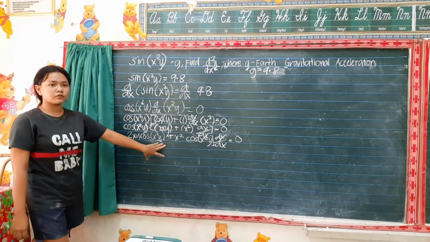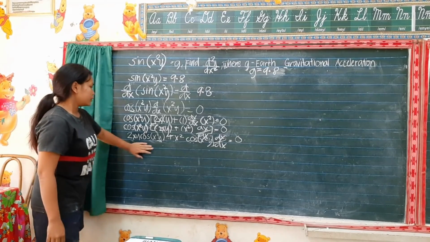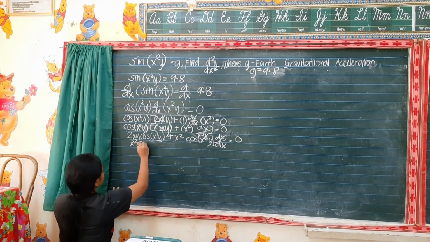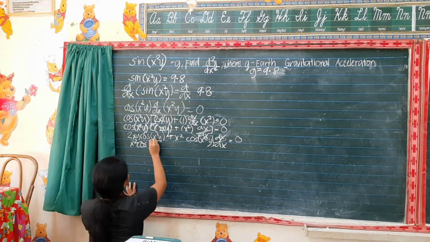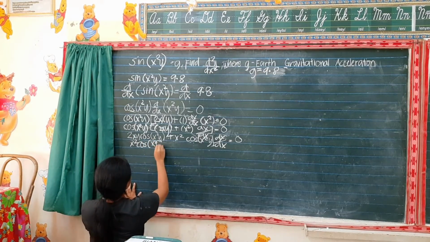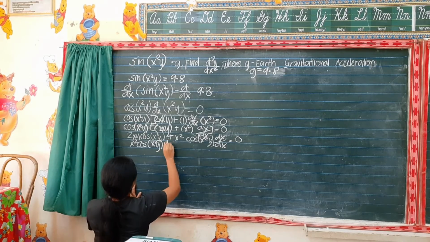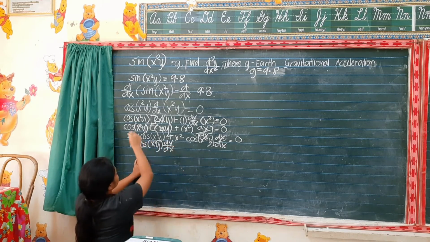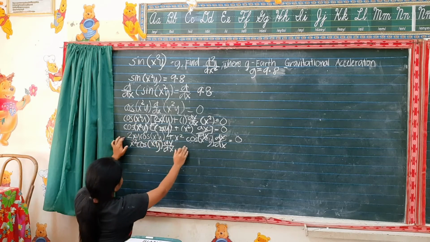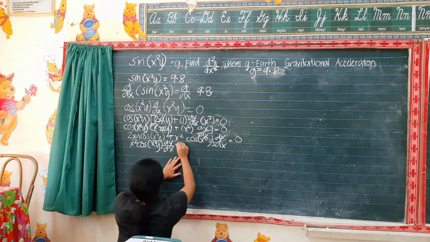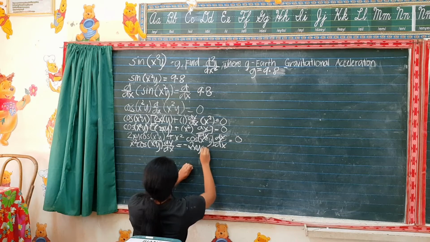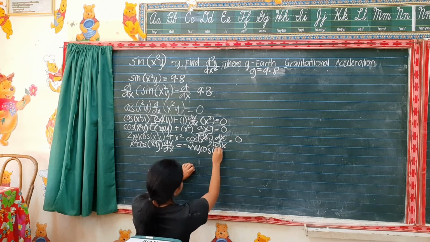We need to transpose those terms that have no dy over dx. So x squared cos of x squared y times dy over dx. Then we need to transpose and change the sign. So equals negative 2xy cos of x squared y.